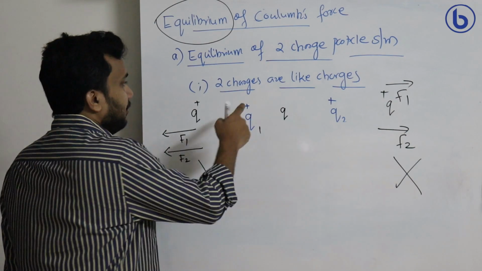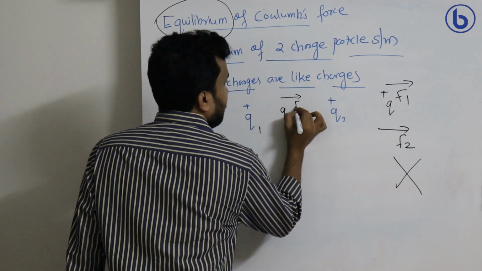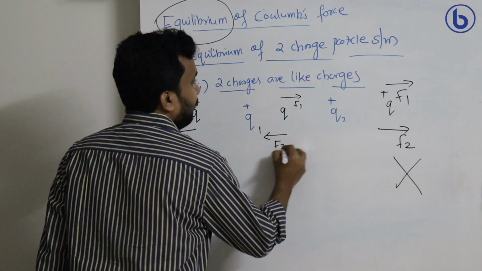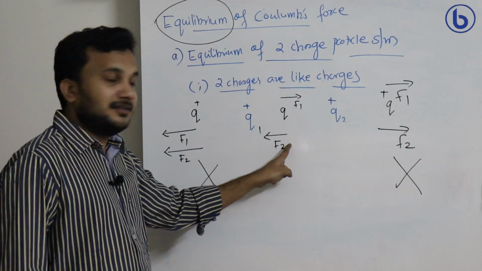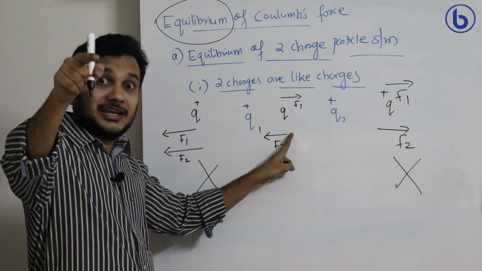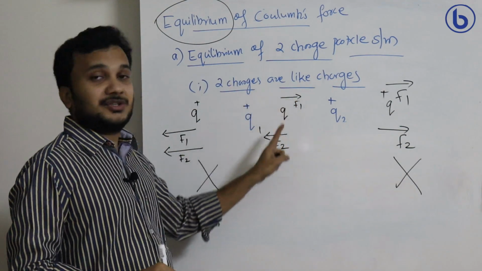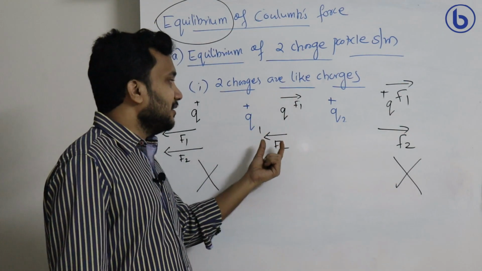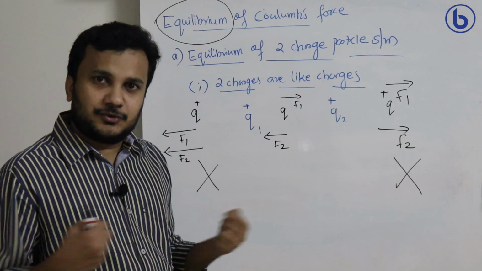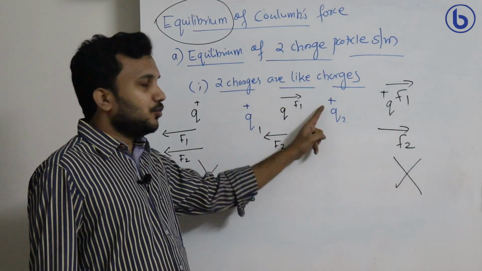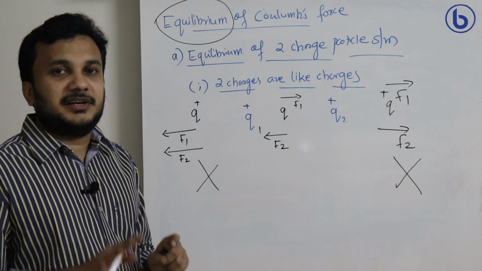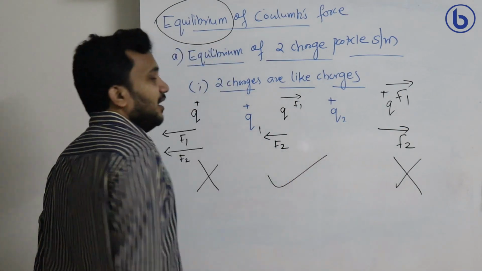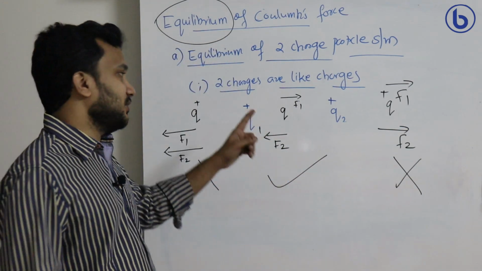What will happen? Because of Q1, Q will repel with this force called F1. Because of Q2, Q will repel with this force called F2. So here there is a chance for an equilibrium. Why? Because two forces are in opposite directions. If these two forces are of equal magnitude, for example this is 10 Newton, this is 10 Newton, then both forces will cancel each other. This charge will not move towards right, will not move towards left side. It is possible to be in equilibrium state. So this is the only point where I can say equilibrium is possible.